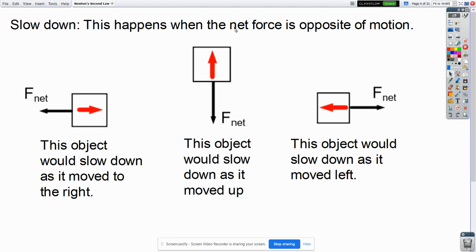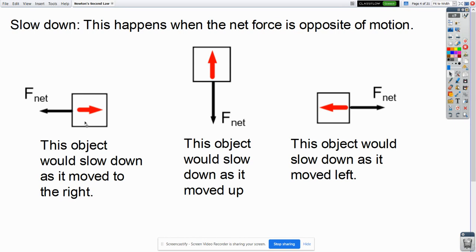Slow down happens when the net force is in the opposite direction of motion. So again, in all my free body diagrams here, the arrows inside the box indicate the direction the object is moving, and the black arrows outside the box represent the net force. And in all three of these scenarios, the direction of motion and the net force are opposite. So in all three of these scenarios, the object will slow down.